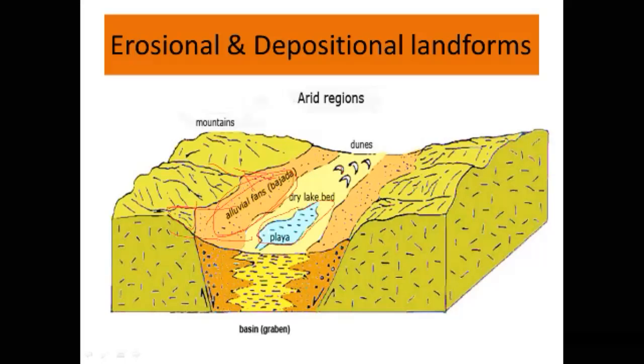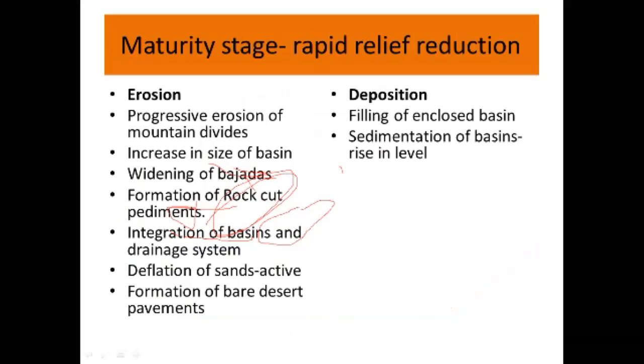So the next phase is the maturity stage. In this maturity stage, erosion and deposition are both happening. Rapid relief reduction is happening here, so progressive erosion is taking place very fast. It's very significant here. Erosion is very fast, and the mountain divides.